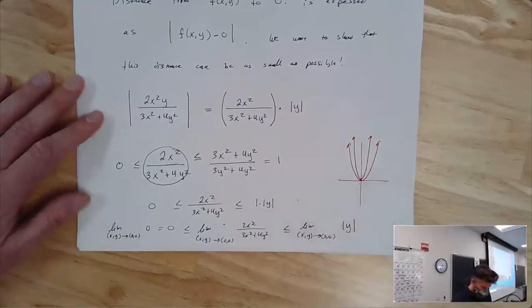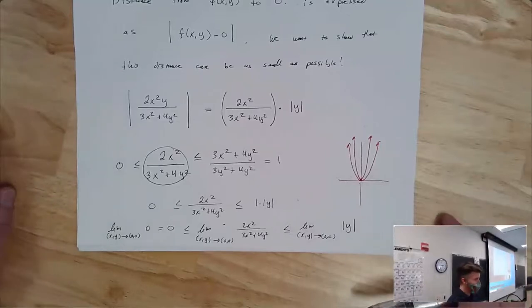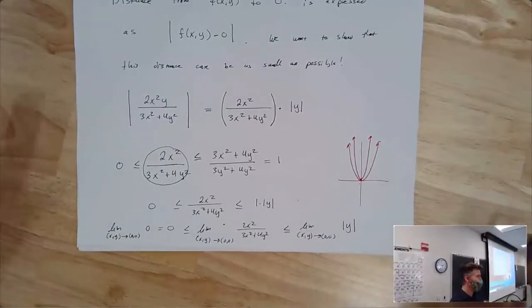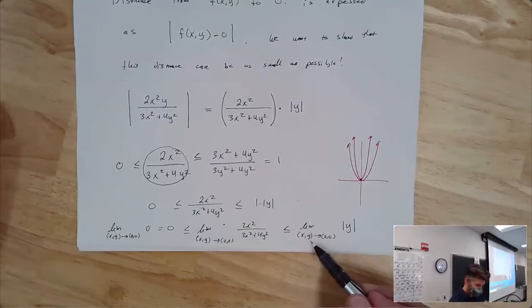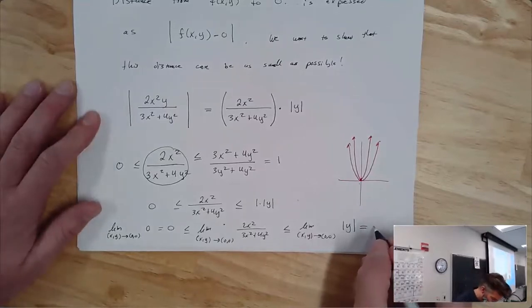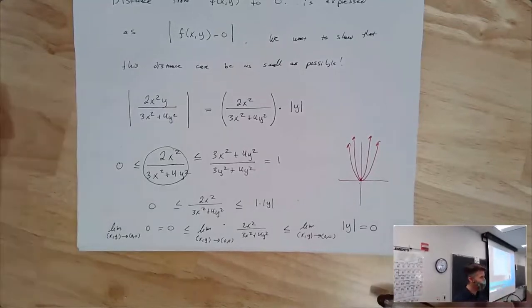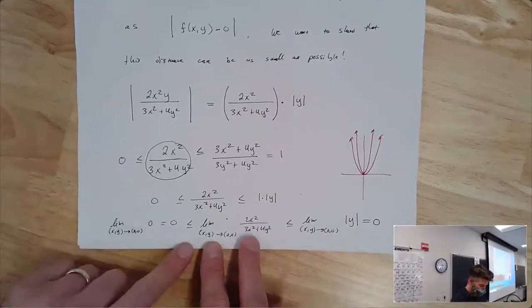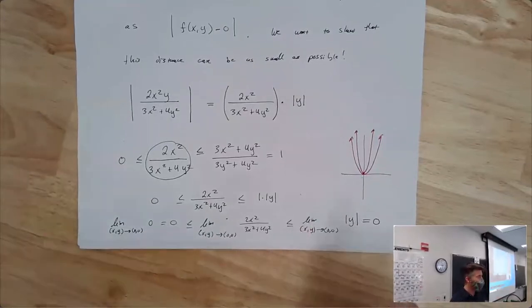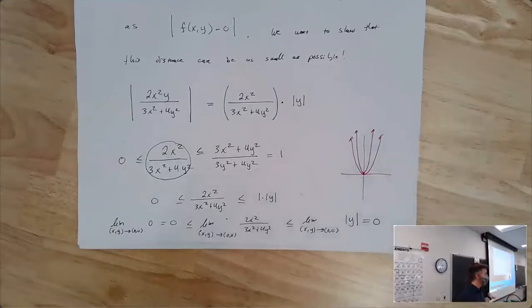But what's the limit as x, y goes to 0, 0 of the absolute value of y? Well, where's y going? It's going to go to 0, which means this limit has to be 0. Oh, look, the thing we're trying to find the limit of is bigger than or equal to 0 and less than or equal to 0. It's got to be 0. It's getting squeezed to 0. That's what's happening.